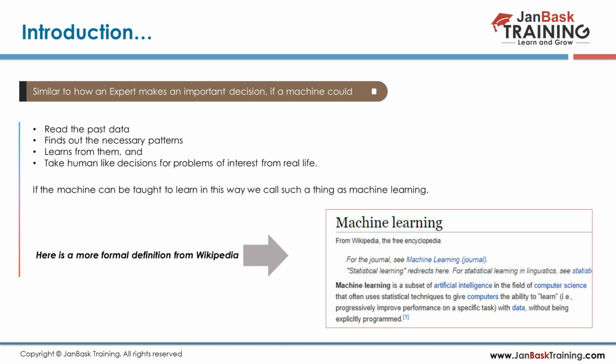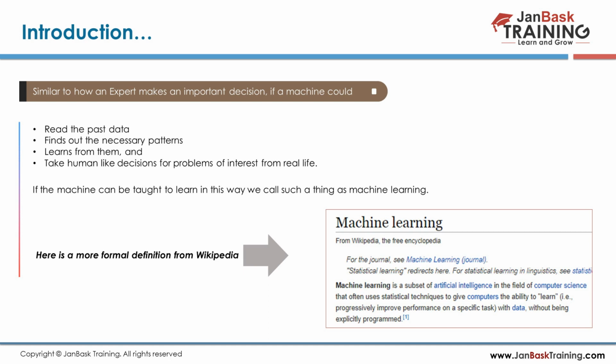What's the relation? All these things it learns from there, and takes human-like decisions for problems of interest from real life. What's the difference between machine learning and artificial intelligence? The machine learning part is it takes the data, reads the data, finds the pattern in the data, and gives you the output.